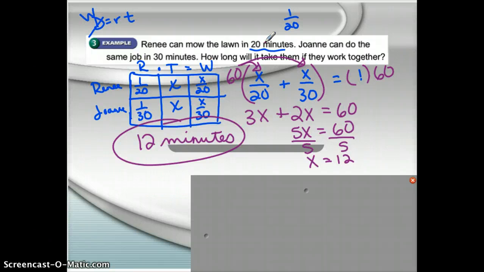But if it was less than 10 minutes, you'd be suspicious because that would be like 2 Renees and they aren't both that fast. If it was more than 15 minutes, you'd be suspicious because then they both have to be as slow as Joanne. So 12 minutes seems very reasonable in this problem.